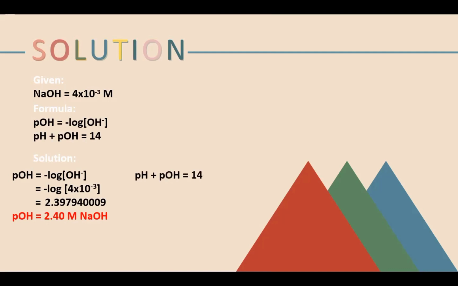So now to find the pH, we use the formula pH plus pOH equals 14. We transpose: pH is equal to 14 minus pOH. So pH is equal to 14 minus 2.40. So the pH is 11.6, and this indicates that the solution is basic.